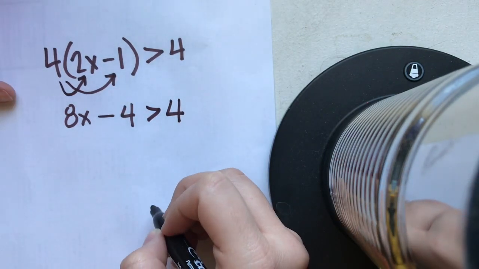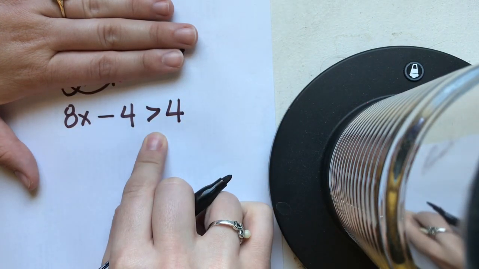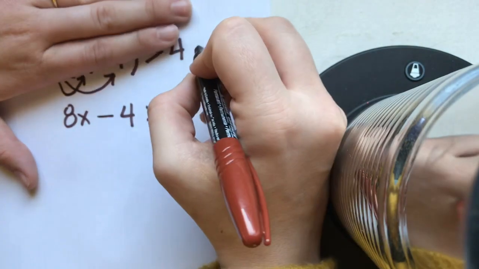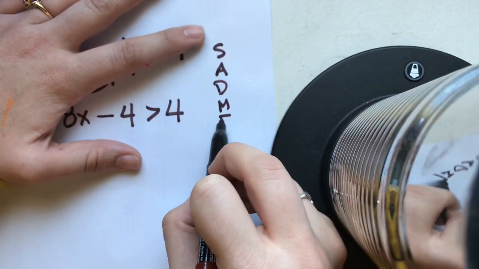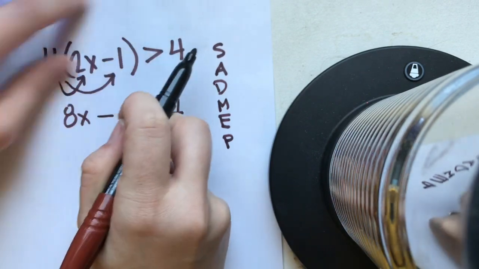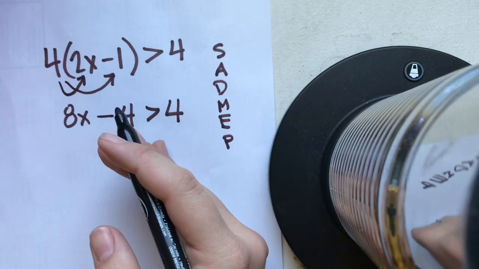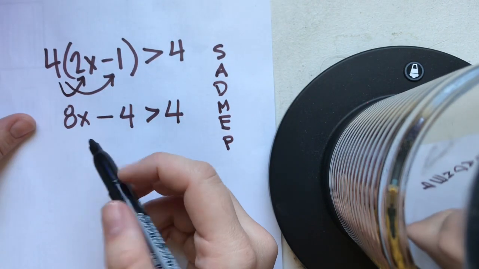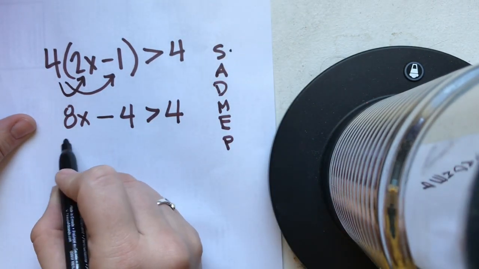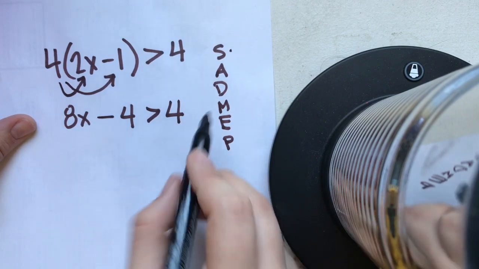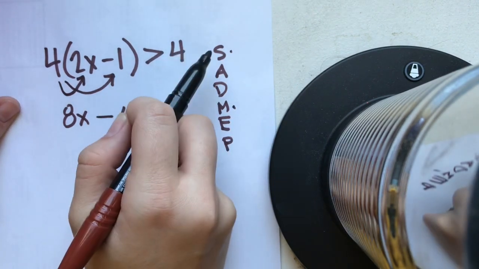So what you do next is, now we're done with this part. We are now with 8x minus 4 is greater than 4. So what you would do is remember SADMEP, okay? Subtraction, addition, division, multiplication, exponents, parentheses, to remember what you're going to deal with first. We're still doing order of operations. We still do it in a certain order so we can get the correct answer. So we have subtraction here, and we also have multiplication between the 8 and the x, okay? So based off this list right here, we are going to deal with the subtraction first.